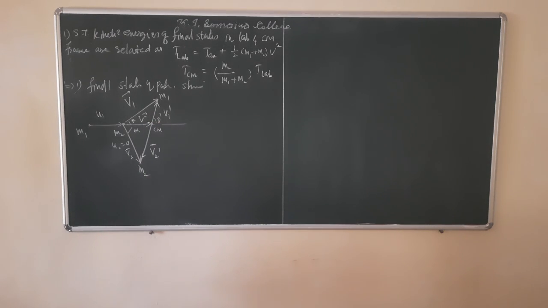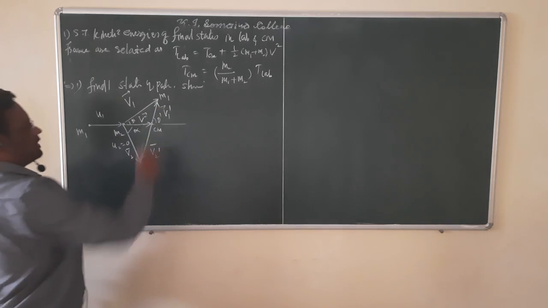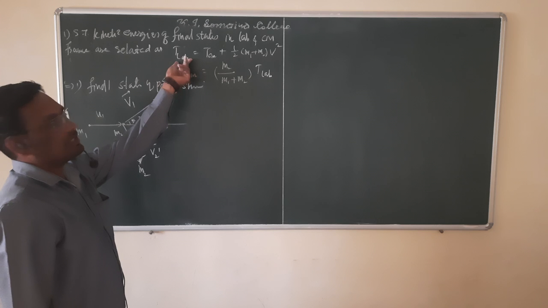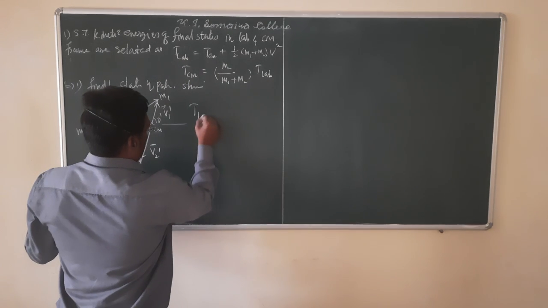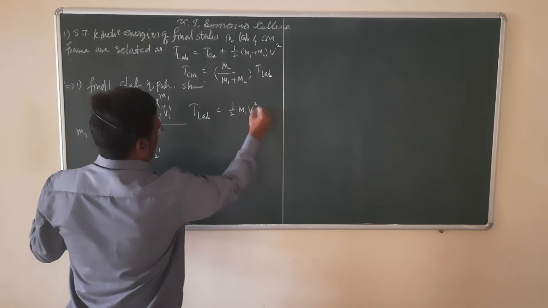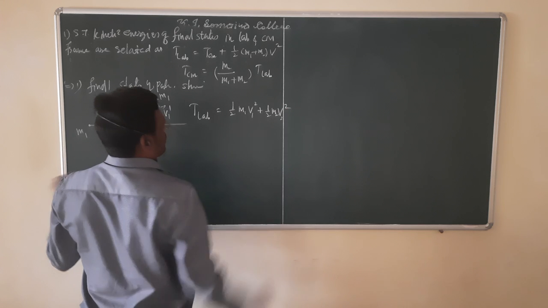So now in the laboratory frame we have velocities v1 and v2. In the center of mass frame we have velocities v1 dash and v2 dash. Now here on the left hand side we have the kinetic energy in the laboratory frame. So kinetic energy in the laboratory frame is 1/2 m1 v1 square plus 1/2 m2 v2 square.